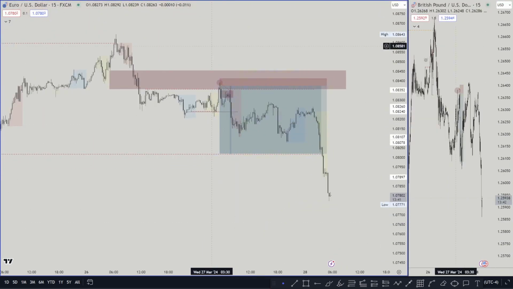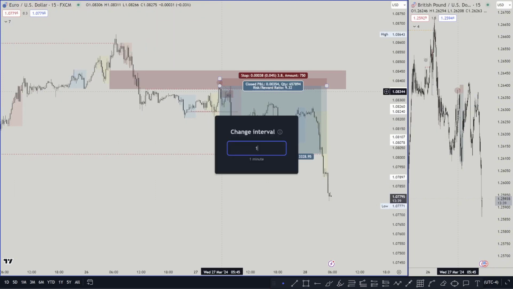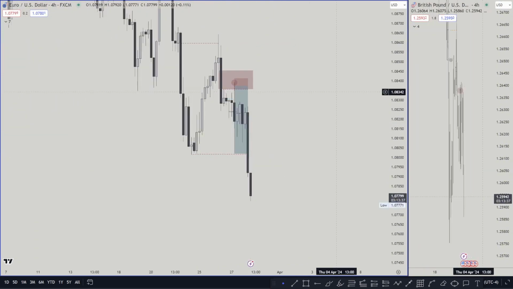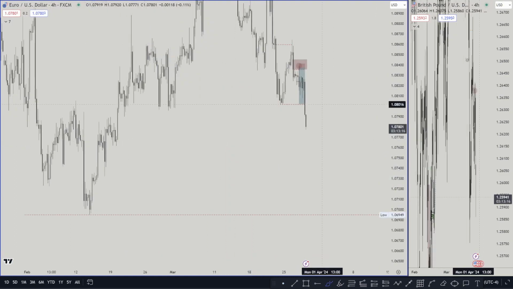So every day before taking any trade, what I do is take a look at the 4 hour and see what is happening here. So what I'm expecting now is price to retrace up. That's going to be a market maker sell model here, a smart money reversal to go lower to this low.